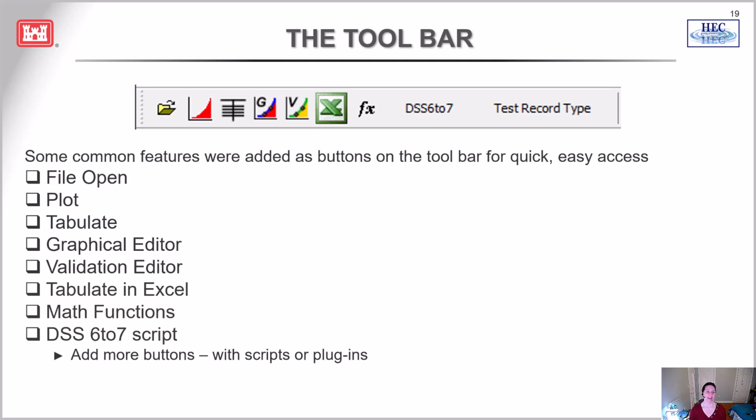And then here we have the DSS 6 to 7 script button. Those are for individuals who have DSS 6 on their computers and would like to transfer them to DSS 7 records as DSS 6 is being deprecated. But the DSS 6 to 7 button and the test record type, those actually are buttons that you can add. So anything you can script, you can add them as quick access buttons here on the toolbar.